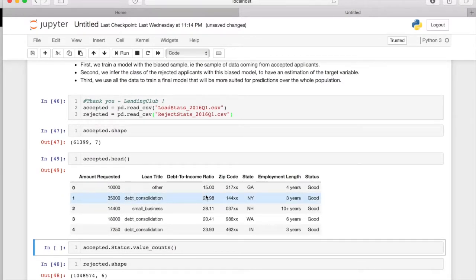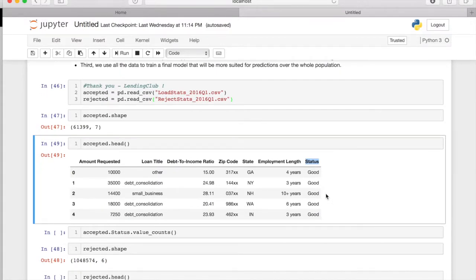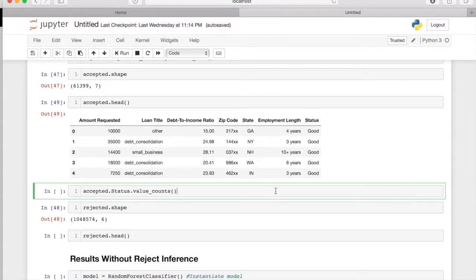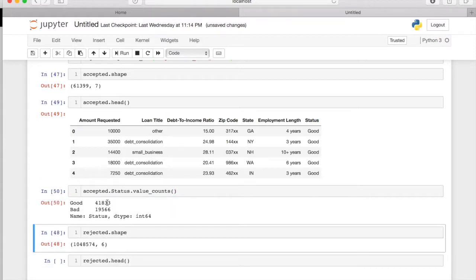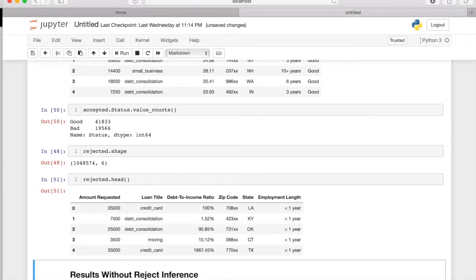We of course do not focus on the feature engineering. We assume that the data is already clean. And here is our target variable, whether the applicant managed to repay their loan or not after the assigned period. We have a pretty much balanced dataset with a good number of good and bad applicants. And we have the same type of data for the rejected applicants. Of course, we are missing the target variable because we cannot observe it for the rejected applicants.